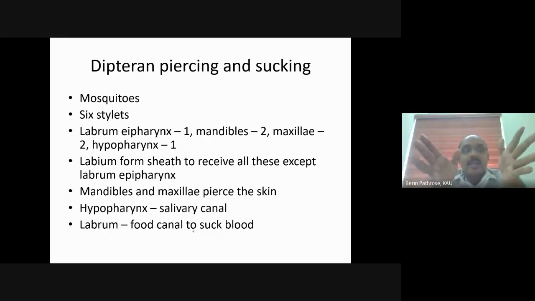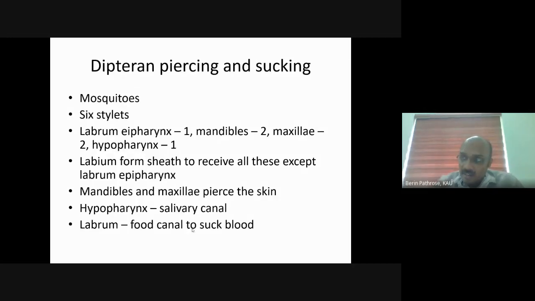And similar to the hemipteran type, the labium is modified into a groove-like structure or a proboscis to receive all the six stylets. So the proboscis or the rostrum is formed by the labium. It forms a sheath and it receives all the stylets except labrum epipharynx. Labrum epipharynx remains outside this groove, and mandibles and maxillary stylets are used for piercing the skin of human beings, while hypopharynx forms the salivary canal.